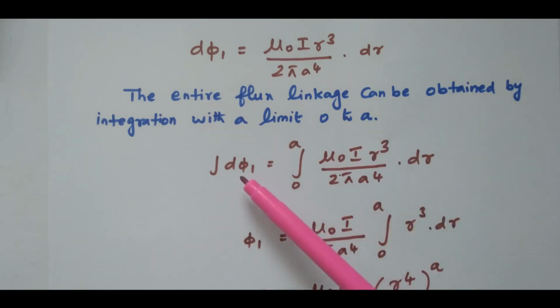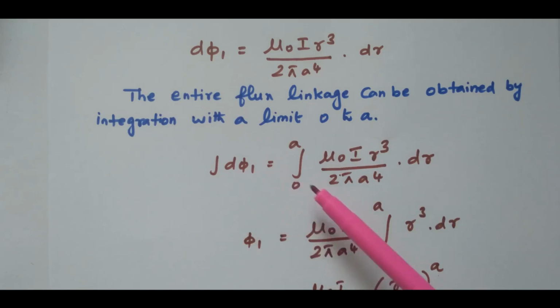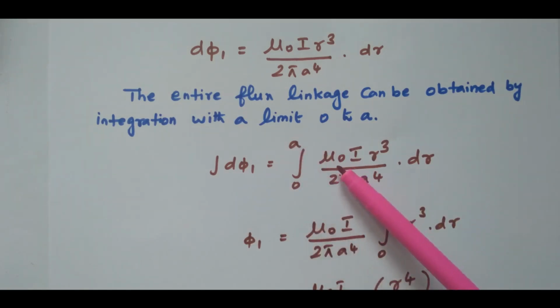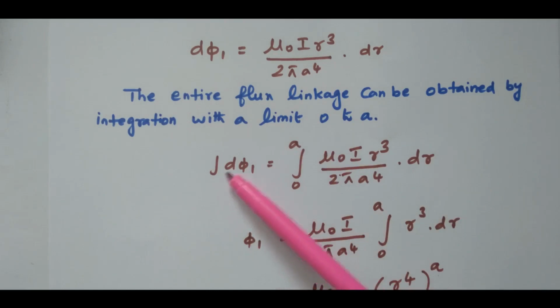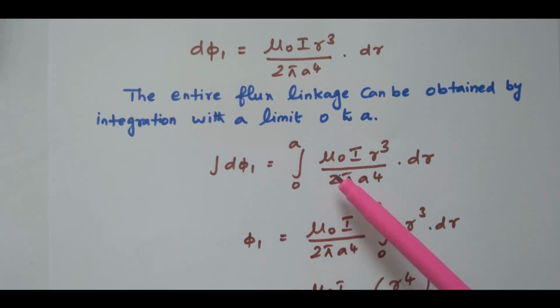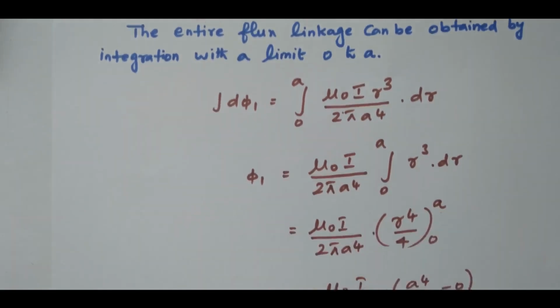Now integrate on both the sides. Integral dφ1 equal to integral 0 to a of mu naught I r cube divided by 2 pi a power 4 into dr. The integral of dφ1 is nothing but φ1, so this is the total flux. That is equal to mu naught I divided by 2 pi a power 4, which is constant. Only we are going to integrate r cube into dr, with the limit 0 to a. Now we'll go for the integration.